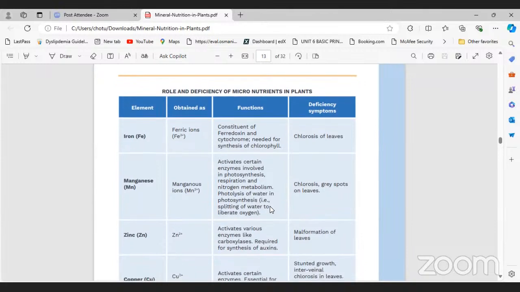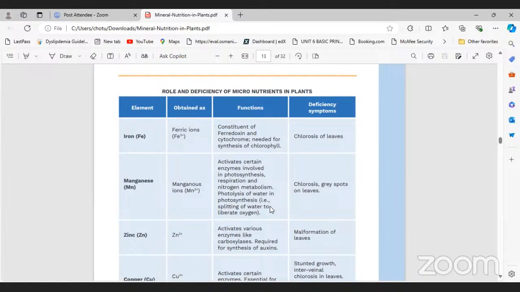Iron is essential for the synthesis of chlorophyll. Iron is found in ferredoxin, flavoprotein, and iron porphyrin proteins, which include cytochrome, peroxidase, and catalase.